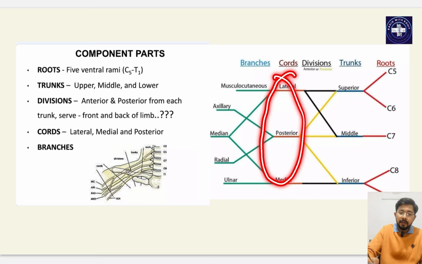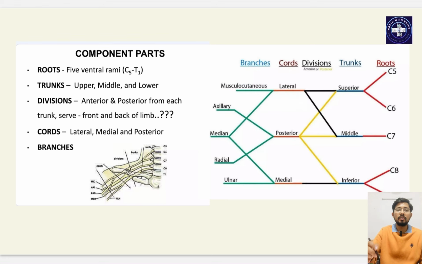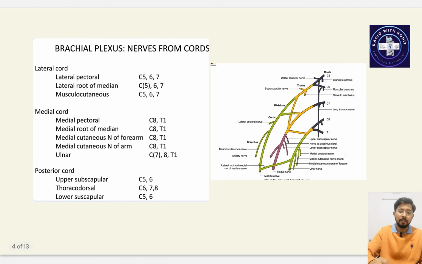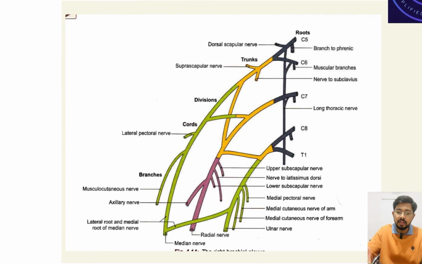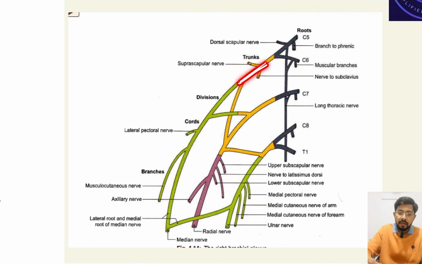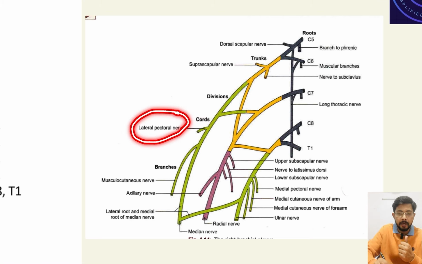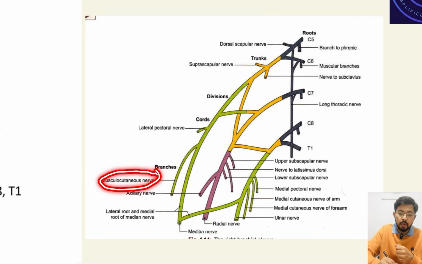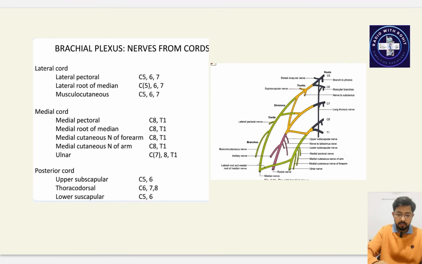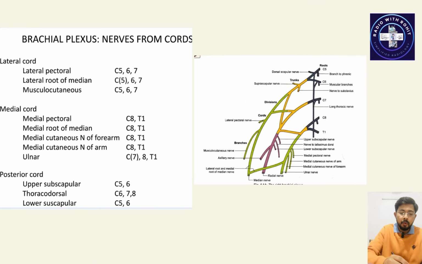Now these cords will give branches, or nerves, which supply different parts of the body. First, the branches from the lateral cord. In this diagram we can see that the anterior divisions of the superior and middle trunk form the lateral cord, and the lateral cord has mainly 3 branches. First one is the lateral pectoral nerve, second one is the musculocutaneous nerve, and third one is the lateral root of the median nerve. So the lateral cord gives rise to 3 branches: lateral pectoral, lateral root of median, and the musculocutaneous nerve.